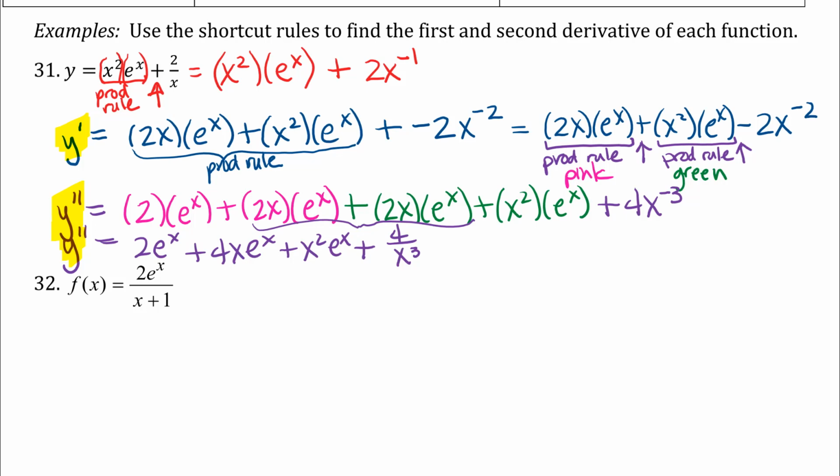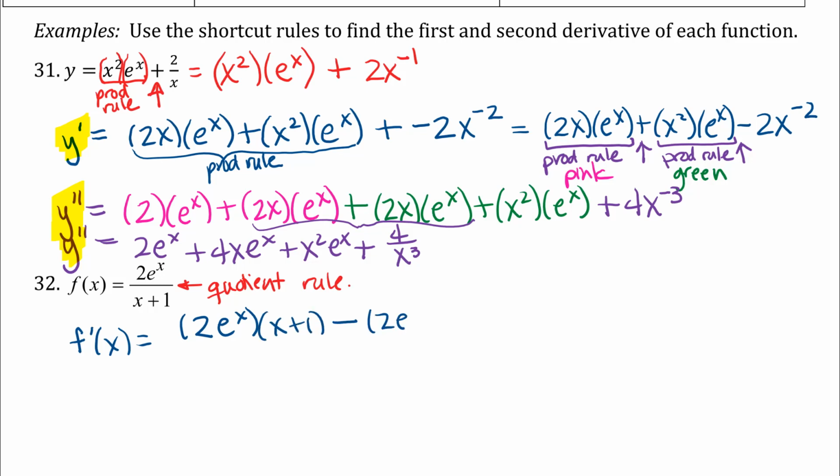On this next one, notice that I've got a function of x divided by a function of x, so I'm going to need to use quotient rule on this. Right? So for my first derivative, f prime of x, I will have the derivative of the top. The 2 just comes along. Derivative of e to the x is itself, e to the x, times the bottom minus the top times the derivative of the bottom.